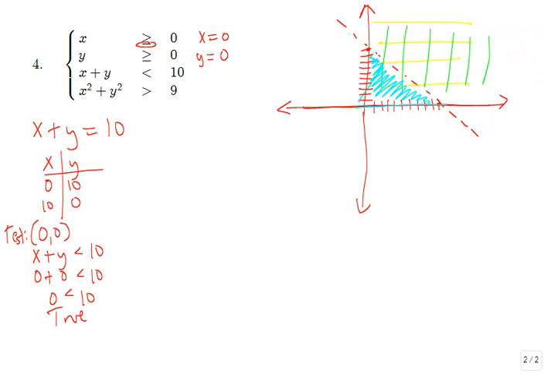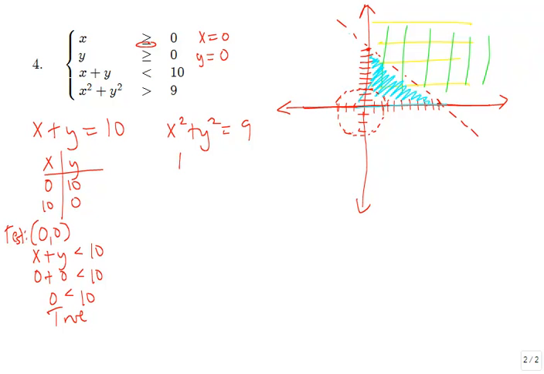Alright, finally the last inequality. If I make it into an equation, we get x squared plus y squared equals 9. That's a circle again with a radius of 3 and a center at the origin. So here's 3, 3 to the left and 3 down. So this is going to be a dashed circle looking something like this.